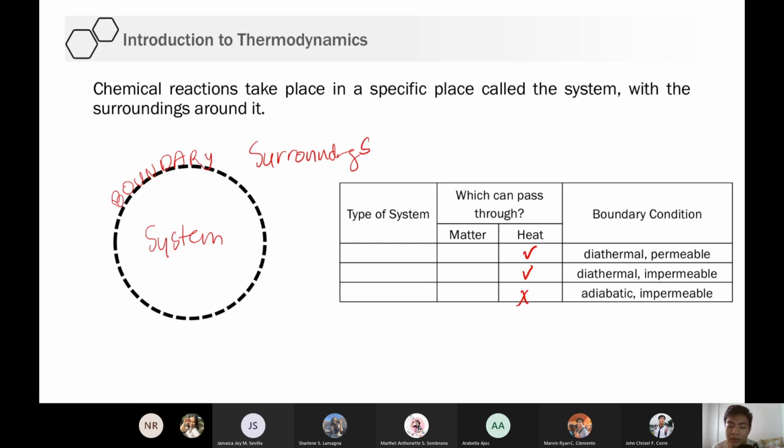Again, diathermal boundaries that allow heat transfer. Example, baso, plastic, basta yung mga pag hinawakan mo, nafe-feel mo yung init, no? But for the adiabatic, ito yung mga boundaries that do not allow heat transfer. For example, yung sa thermos, yung sa coolers, no? Actually, yung styrofoam, in some sense, it could be an adiabatic boundary. Depende kung gaano kakapal yung styrofoam.